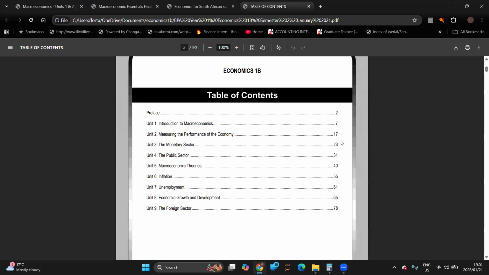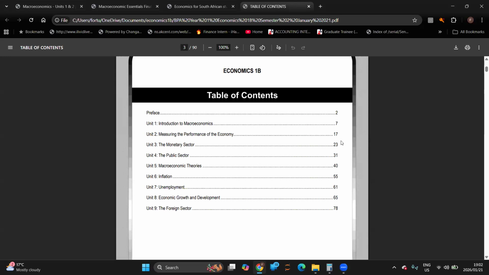So without wasting much time, let's get straight into what we're gathering here for, which is essentials to macroeconomics. We'll be focusing mainly on the subject of macroeconomics. My name is Fortune, and I'll be the one facilitating this session. I believe James will be communicating with you in the background in regards to other modules as well.